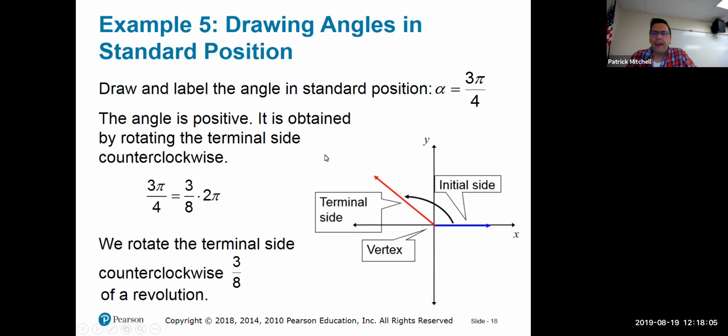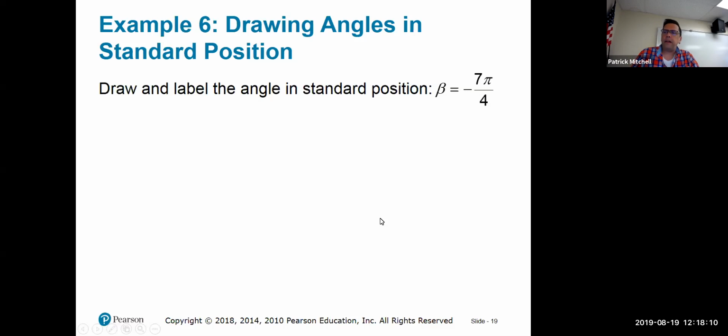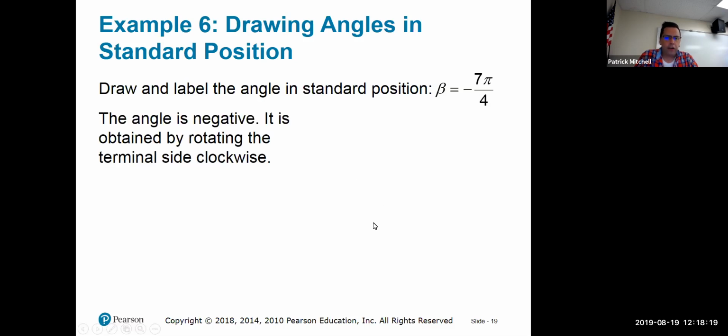All right, and then we have one more example. Beta equals negative 7 pi over 4. Okay, so let's see what that looks like. That is a negative angle, so we're back to going clockwise. The way that makes sense to talk about this is to take your negative pi over 4, which was exactly example 4, 2 examples ago, and just imagine what 7 times that angle looks like.